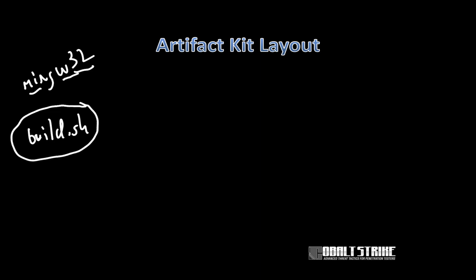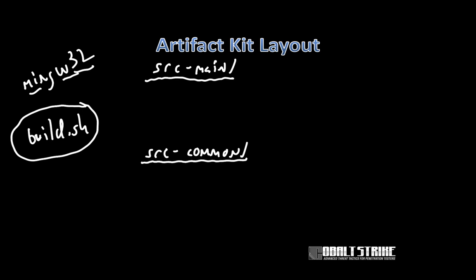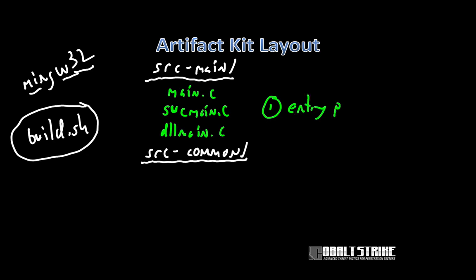Let me give you an idea of the layout of the artifact kit and how to navigate it. We've got two folders that really matter to us: source main and source common. Within source main, we have C files that are the entry point to our different artifacts. So main.c is just plain executables, service main.c are service executables, and DLL main.c are for our DLLs. That's kind of step one of the artifact kit: these are the entry points for your artifacts.